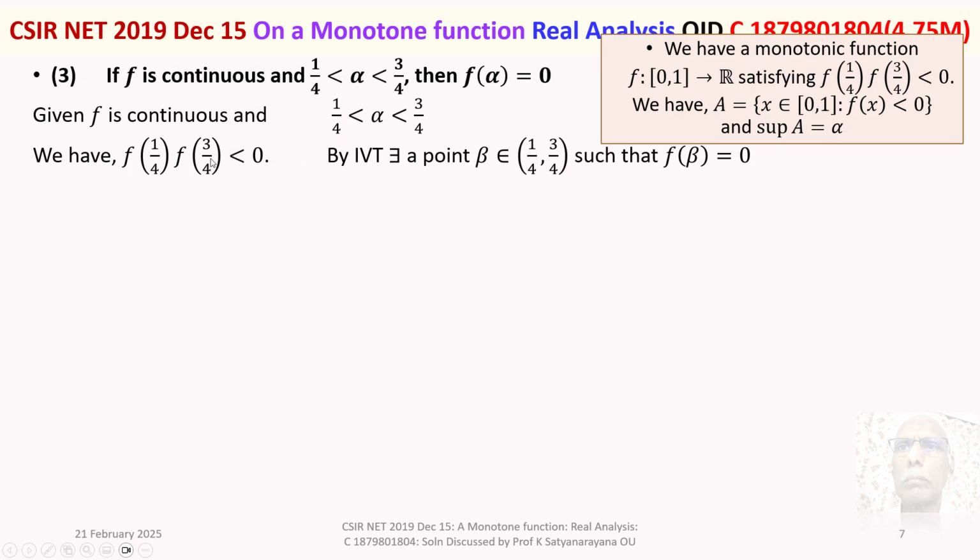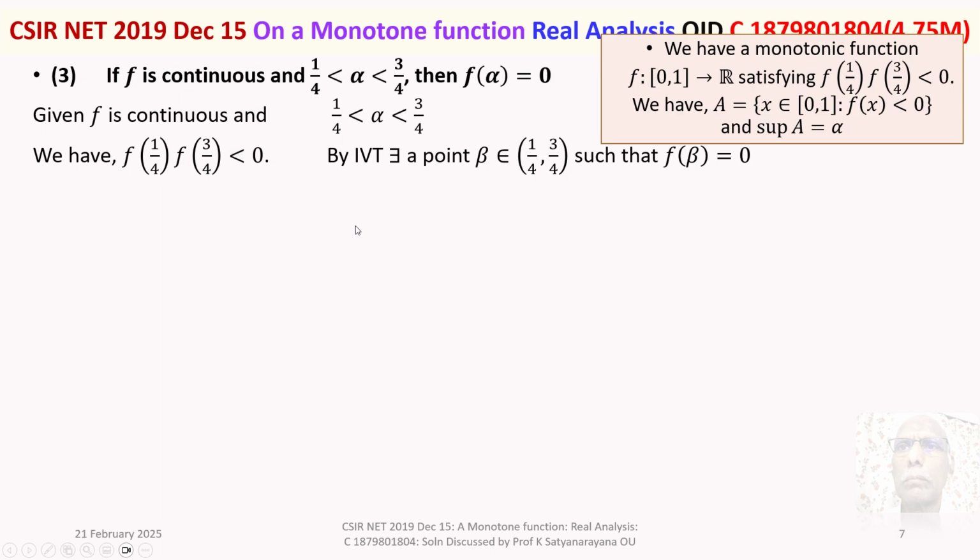And you are given f(1/4) times f(3/4) is negative, and f is continuous in the interval 1/4 to 3/4. So use the intermediate value theorem, IVT. Then there exists a point beta belonging to the open interval (1/4, 3/4) such that f(beta) = 0. There exists a point. I'm not sure how many points, but definitely a point beta belongs to this interval with f(beta) = 0.